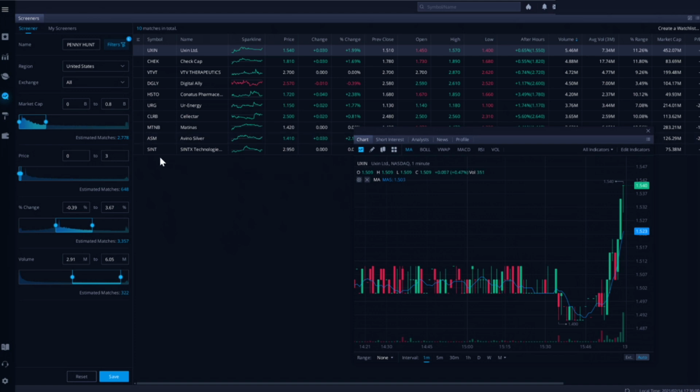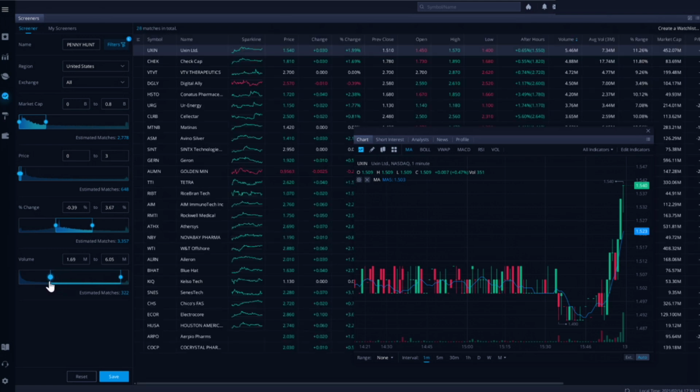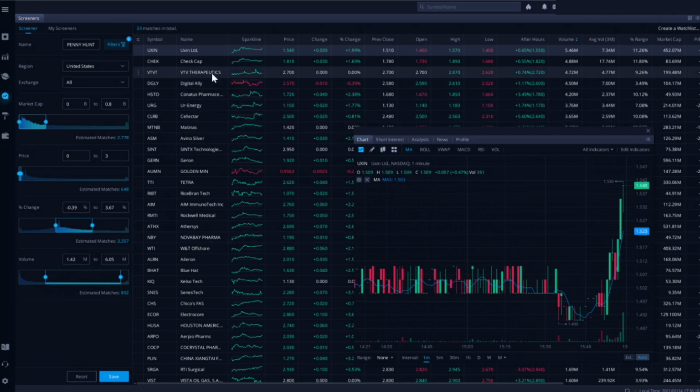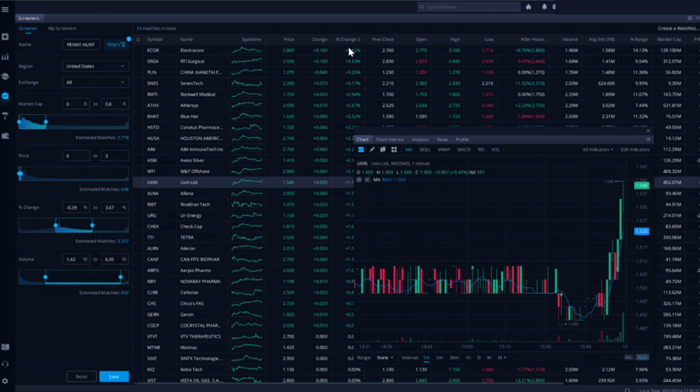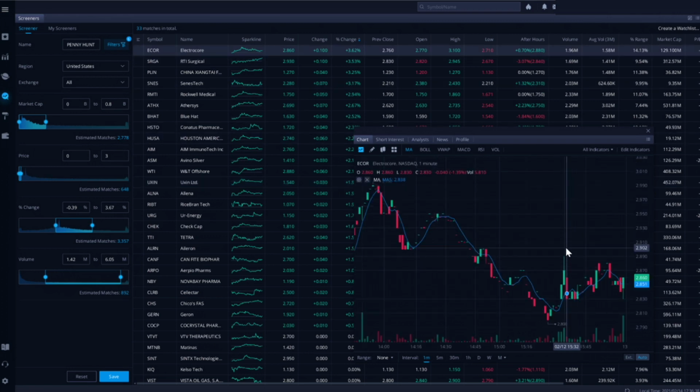Let's see if we can dig through some more of these. Never heard of any of these companies. Let's bring this open a little bit more. I think it's mostly the volume that's limiting us. Now, we can also sort here. So now that we've got this list, what's the best way to sort this? The range? The change? Let's check the change. What's the biggest changer? Electrocore. What is Electrocore?